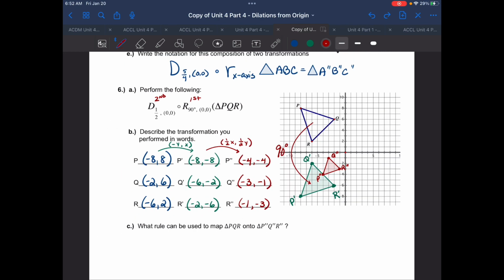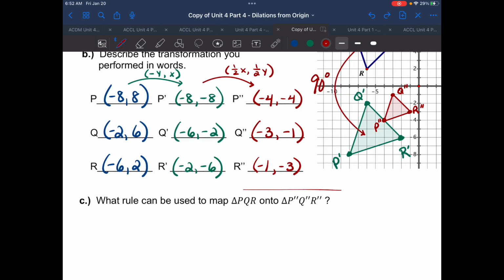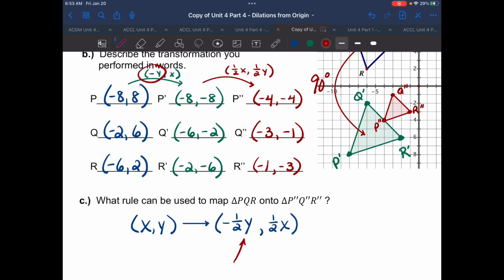There's your little triangle. And our last question asks us, what rule can be used, again, look at this, to go from start to the double primes? So basically skipping from start to finish, okay? We're going to have to put these rules together. So what do you think would be a rule that maps PQR onto the double primes? All right, so good. Notice the y was moved up front, and it was opposite y, so that's why you'll see the negative there. Okay, and then finally we multiplied by halves.